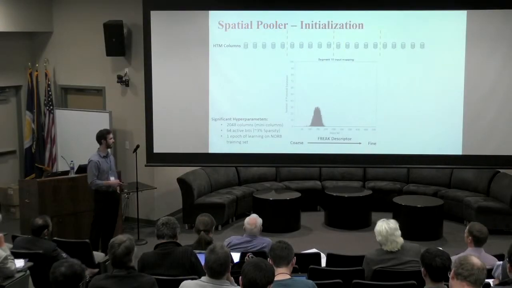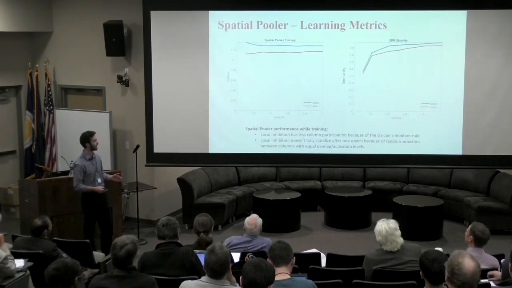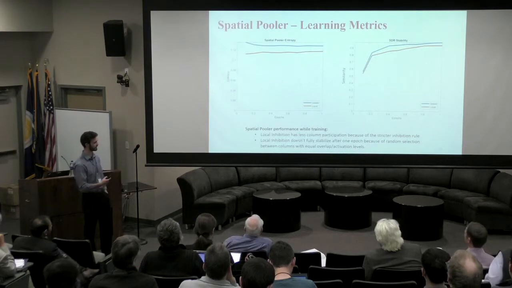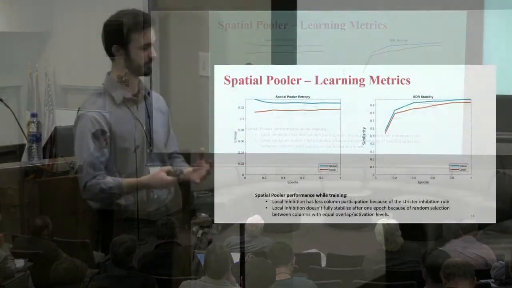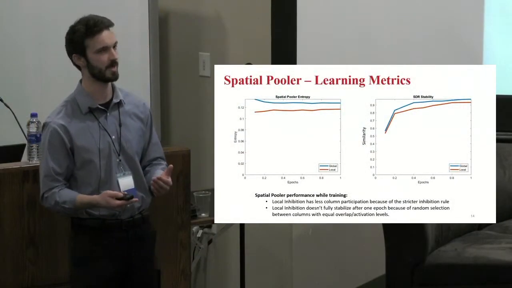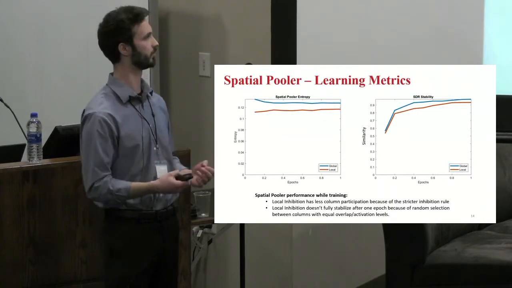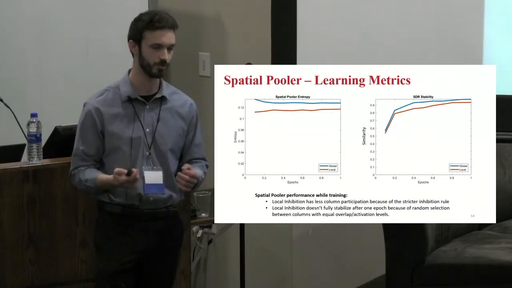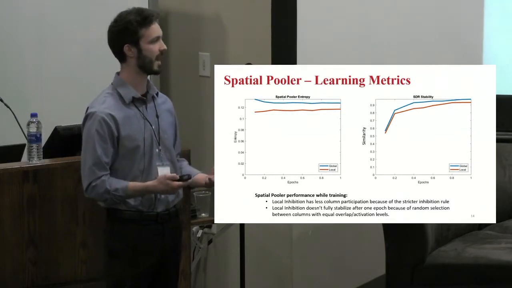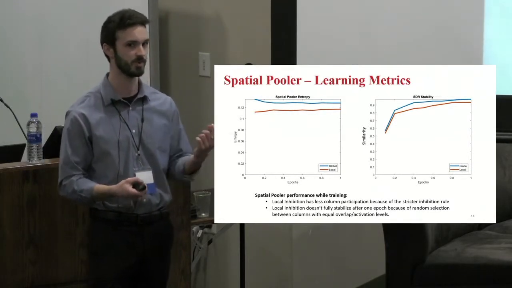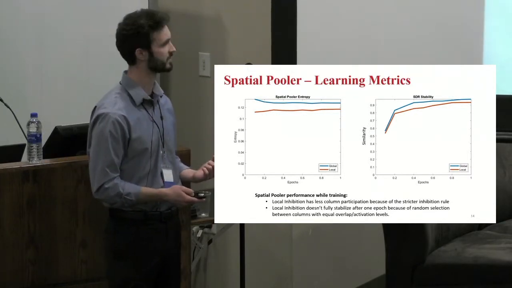So we ran this on Spatial NORB, one epoch of training, and what we immediately saw, which we expected, was that local inhibition performs a little bit less in terms of quantitative metrics than standard spatial pooler implementations that use global inhibition. Again, this is because we're using a stricter inhibition rule. Columns that would normally become active don't necessarily become active because we need them to be maximally sparse so that we can bind these representations.